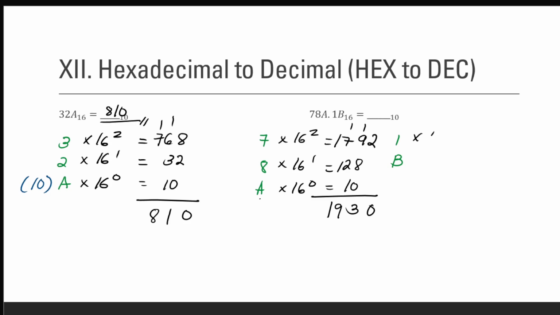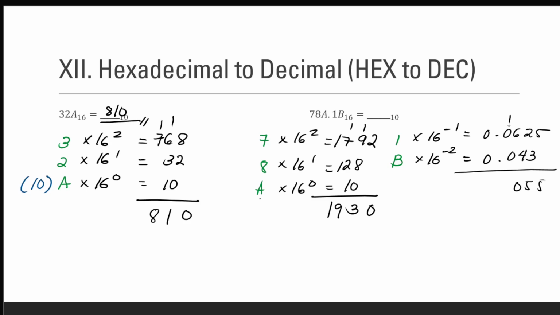Para naman sa fraction. So times 16 raised to negative 1, times 16 raised to negative 2. This will be equivalent to what? So we have 0.0625 for the top part, yung 1 times 16 raised to negative 1 natin. Then yung sa baba is 0.0430 or 43 na lang. Now, tas we're just going to add, no? So we have 5, 5, 10, carry 1, so 1.0. Okay, so add lang natin yung dalawa. So therefore, our final answer is 1930.1055.